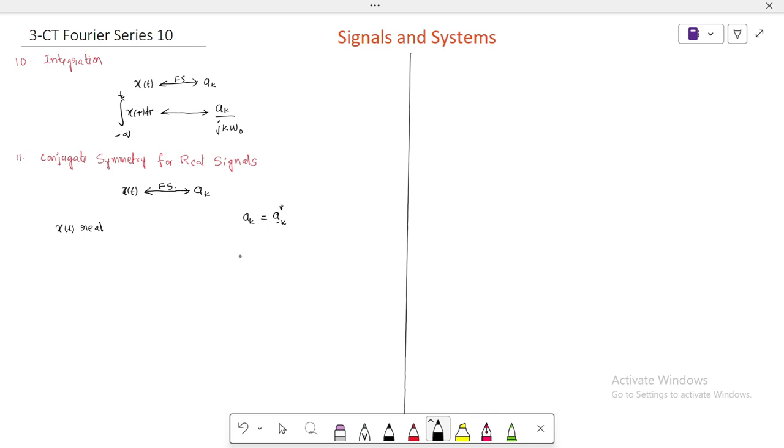So what is a minus k? For example, ak equals the real part plus j into bk. Then a minus k is nothing but ak minus j into bk. So the real parts are equal, and the imaginary part of ak is equal to minus the imaginary part of a minus k.